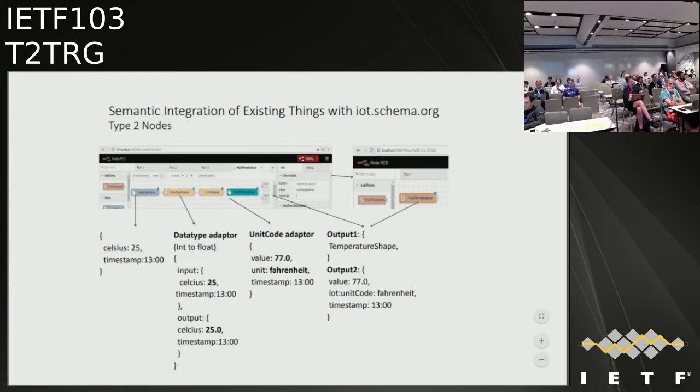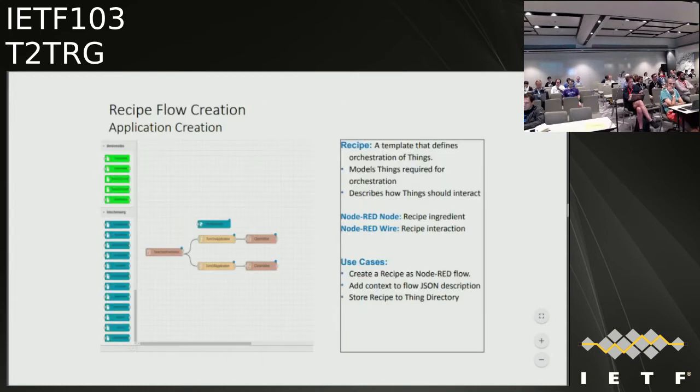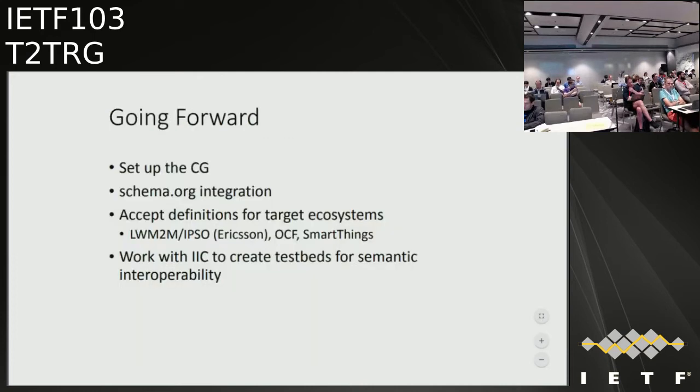Right, next slide, please. So going forward with the organization, we're setting up the community group so that people can contribute, and we have a bunch of contributions ready to go from our company and from some others that want to look at bringing in some existing models. And also this idea to create some test beds beyond our plugfest. And I think the idea was brought up to work with the IIC on this, the Industrial Internet Consortium, who already creates test beds.